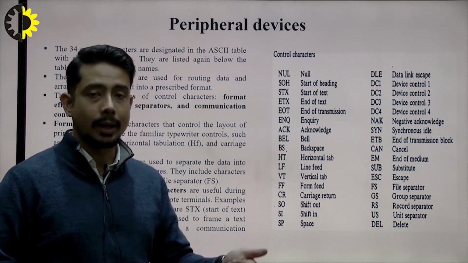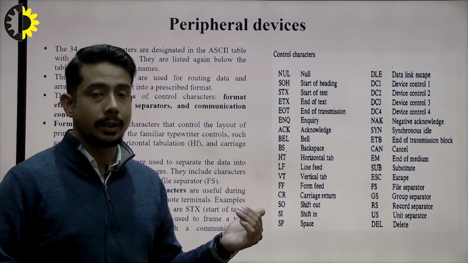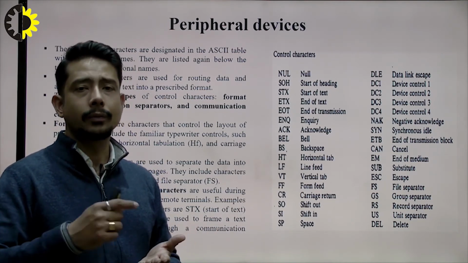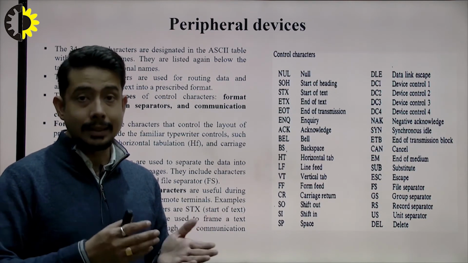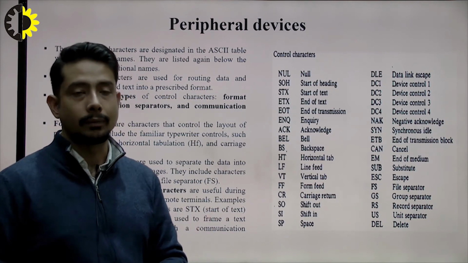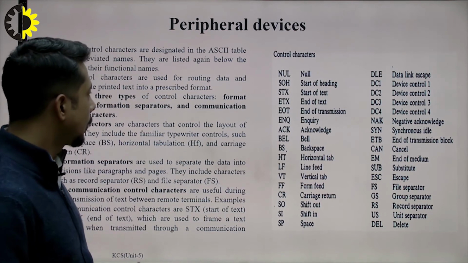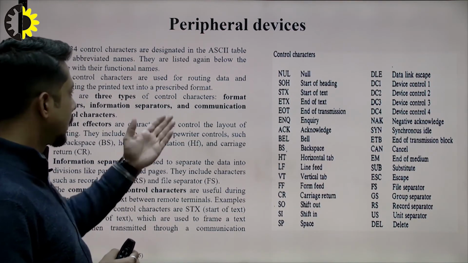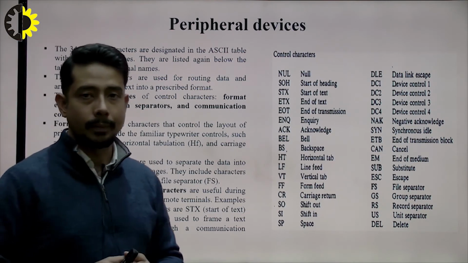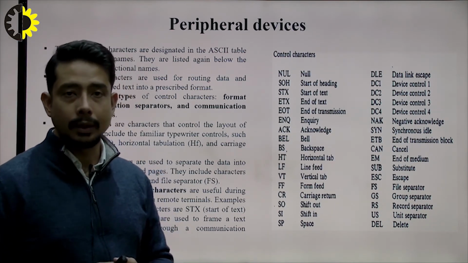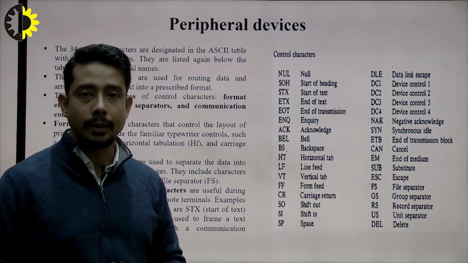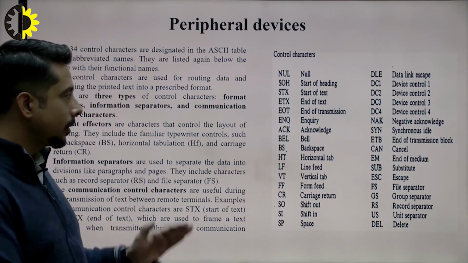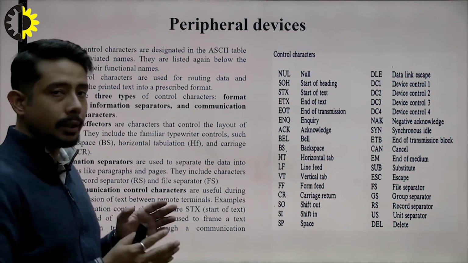If we talk about a horizontal tab, that is HT. So these are all control functions which are used for transferring the data and also for arranging the printed text into a prescribed format. Okay. Now one more thing, there are three types of formats. Firstly, format effectors, next information separators, and the third communication control characters.